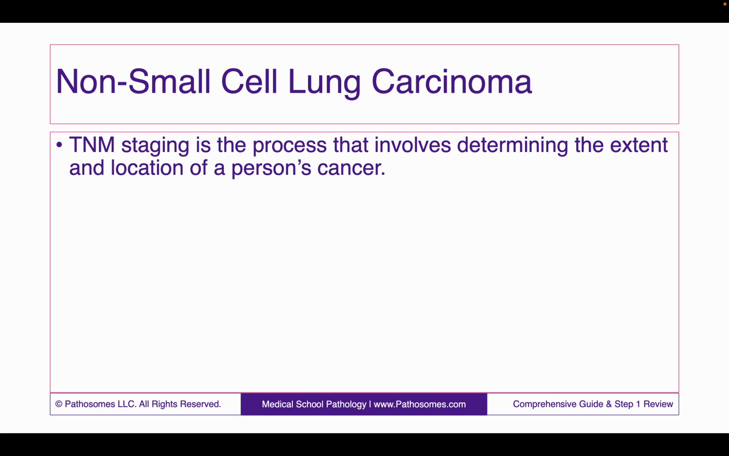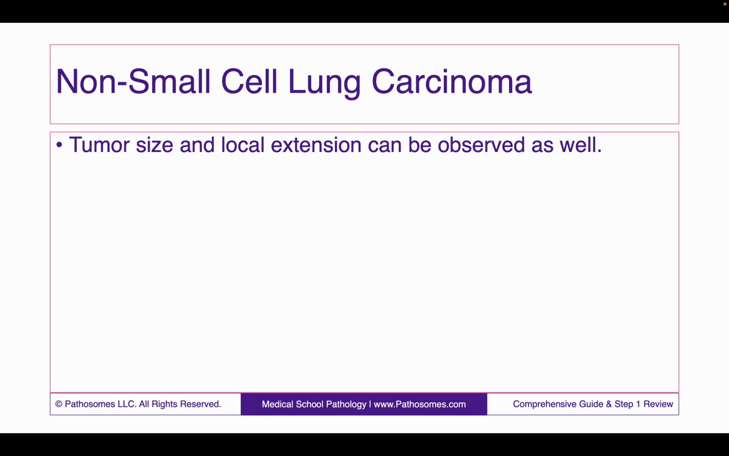So there is a specific staging process that's performed on many different types of cancers, right? They use the TNM staging mechanism, and that stands for tumor, node, metastasis, so tumors like the size of it, and if there's any nodal involvement or any metastatic involvement, right? And this is done to assess how the prognosis is going to look like, okay? It's going to tell you a bit about the prognosis. T for tumor size and local extension can be observed as well.